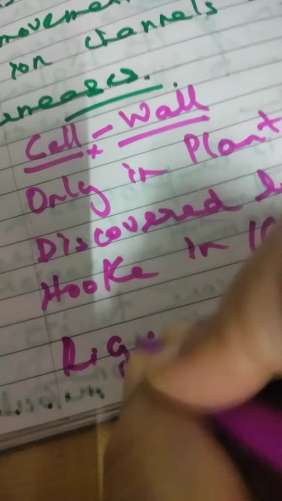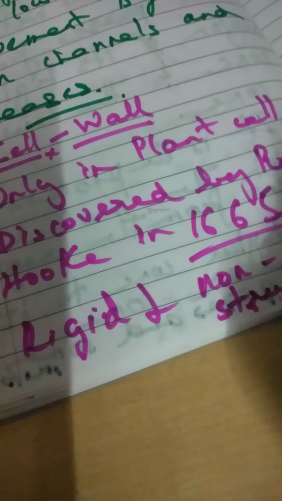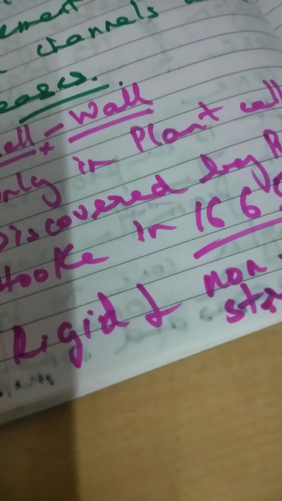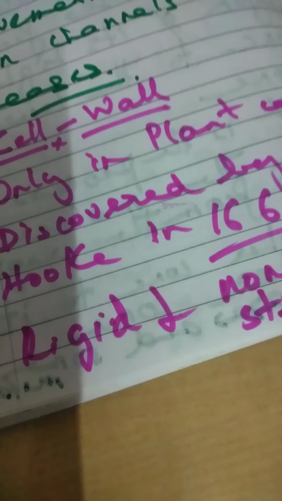So it is a rigid and non-living structure which forms an outer covering of the plasma membrane. It is found in plants, and the cell wall is absent in the case of animal cells. Now we'll study the structure of the cell wall.